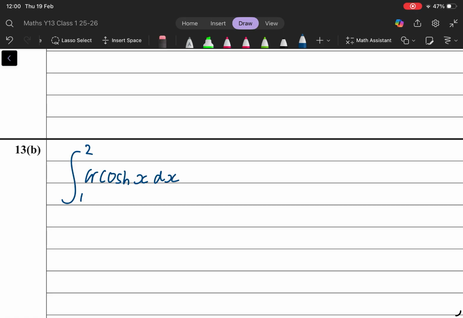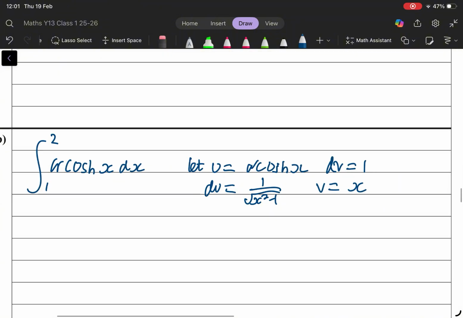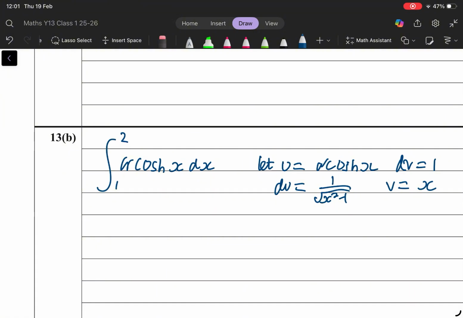So yeah, we can just say let u equal arcosh of x and dv equals 1, and then du equals 1 over root x squared minus 1, and v equals x. And as I said, the reason I'm going straight into parts is because this is realistically just a disguised logarithmic integral, but you just don't want to split it into that ln.